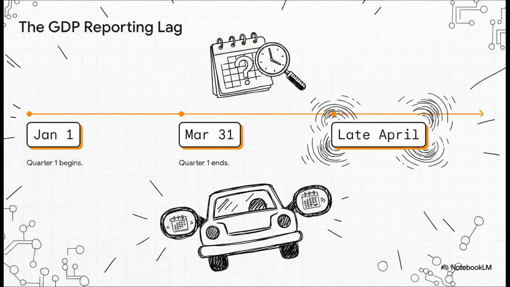Okay, so here's the big but. This is the problem. GDP is measured quarterly. So for that first quarter, from January to the end of March, we don't actually get the official numbers until the end of April. By then, we're already a whole month into the next quarter. It's like we're always driving by looking in the rearview mirror.